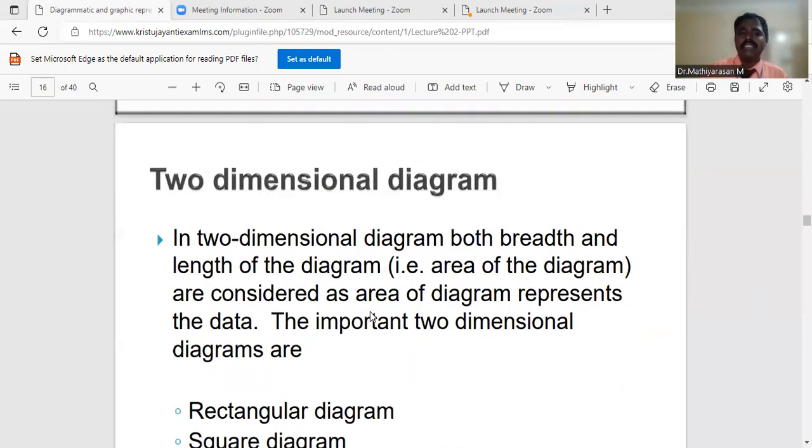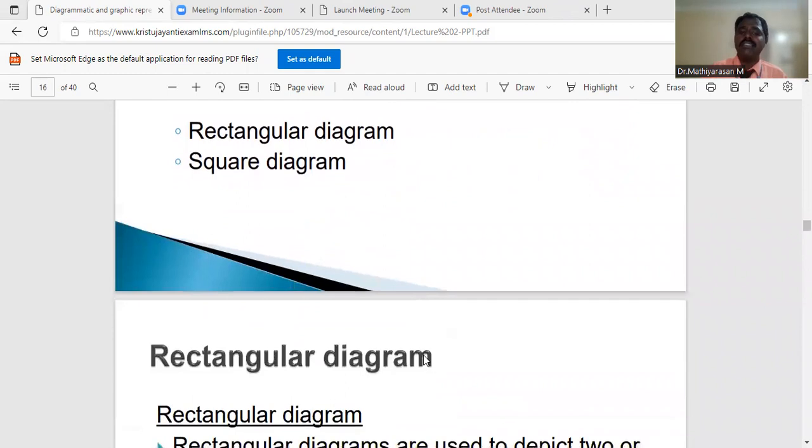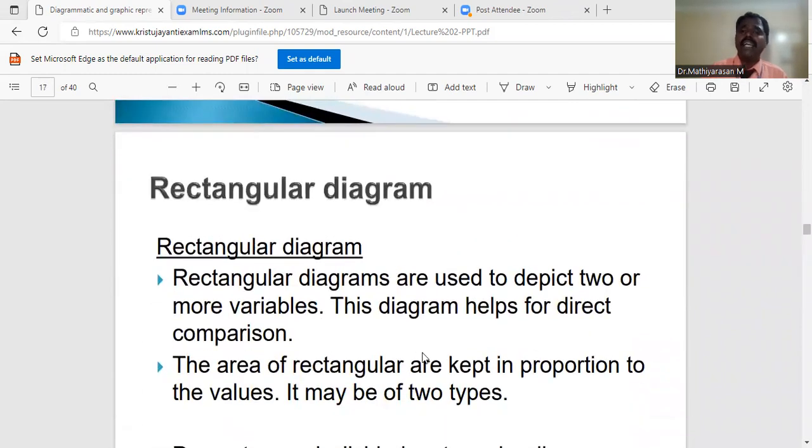Next one, two-dimensional diagrams. In two-dimensional diagrams, both breadth as well as length of the diagram are considered as the area of the diagram to represent the data. There are two types of two-dimensional diagrams. The first one, rectangular diagram, another one is square diagram. First, we will see about the rectangular diagram.